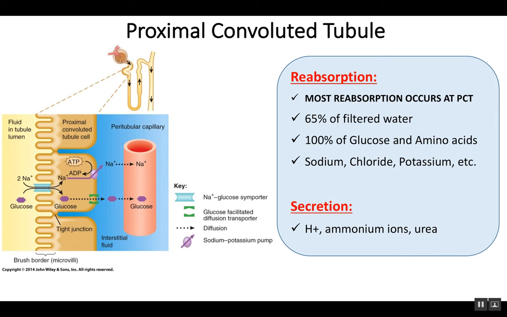There is a little bit of secretion that occurs. So now if you think of over here, you might have some hydrogen ions. You might have some ammonium ions, which are waste. You might have urea, which is waste. We've got transporters that move those this way and put them in the lumen. So there's reabsorption and secretion that occurs at the PCT.